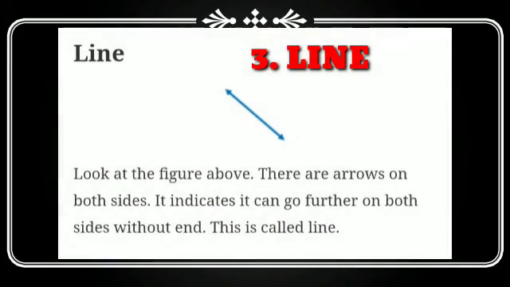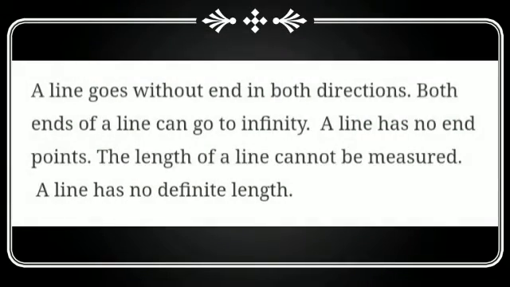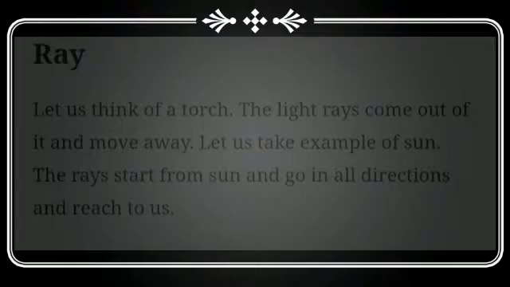Now going to the topic line. Look at the figure above. There are arrows on both sides. It indicates that it can go further on both sides without end. A line goes without end in both directions. Both ends of a line can go to infinity. A line has no end points. The length of the line cannot be measured. A line has no definite length.